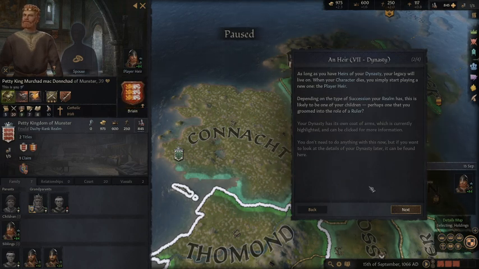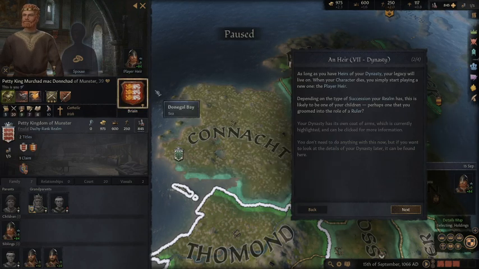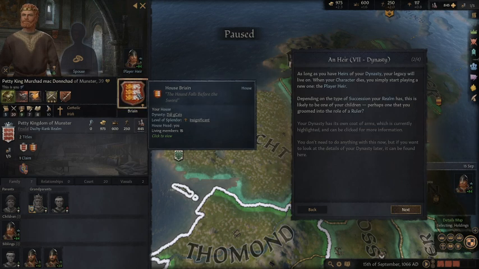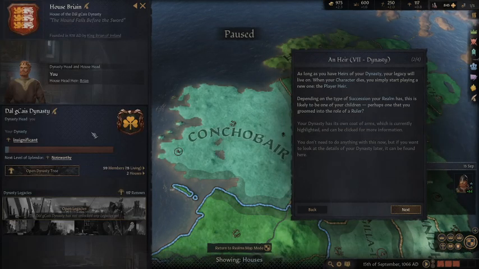And the player heir. Depending on the type of succession your realm has, this is likely one of your children, perhaps one that you're groomed into the role of a ruler. Your dynasty has its own coat of arms, which is currently highlighted and can be clicked for more information. You don't need to do anything with this right now, but if you may want to look at the details of your dynasty later, it can be found here. See, you were in the House of Brian.